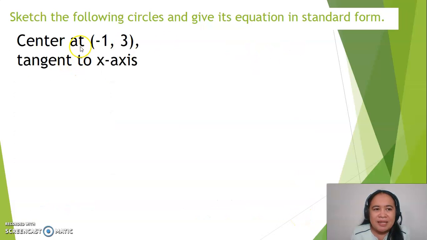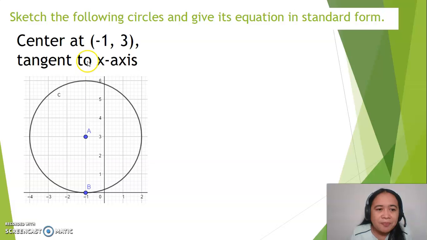Another. The center is at (-1, 3) and tangent to the x-axis. So when you see (-1, 3), it's located in the second quadrant. So tangent to the x-axis, meaning it will touch the x-axis once. So take note, (-1, 3), and it should touch the x-axis once.